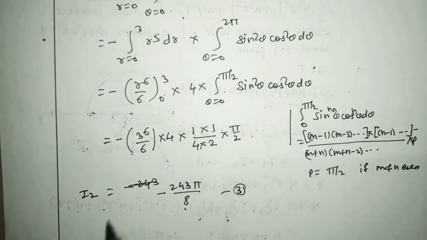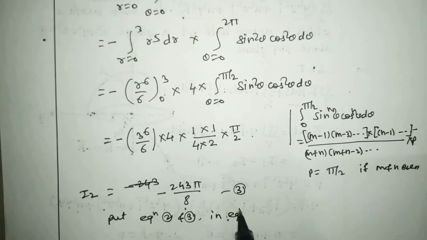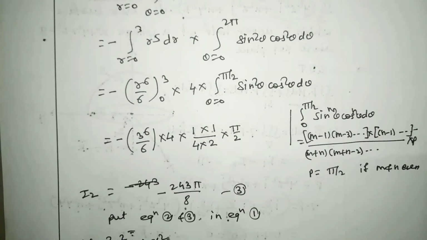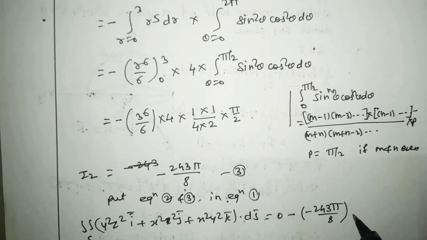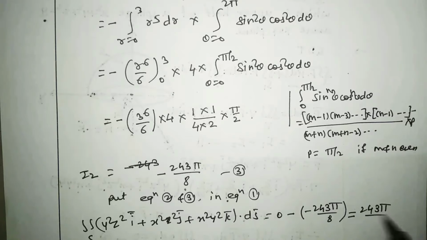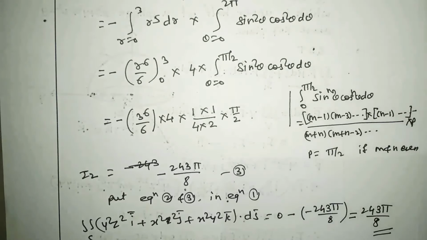That is equation number 3. Put equations 2 and 3 in equation 1. What is equation 1? The double integration over the surface of f bar dot n cap, where f bar is y square z square i bar plus x square z square j bar plus x square y square k bar, dot ds bar, equals I1 minus I2. But the value of I1 you will get is 0, and minus times the value of I2, which is minus 243 pi upon 8, so minus minus becomes plus 243 pi upon 8. That is our final answer. Thank you.